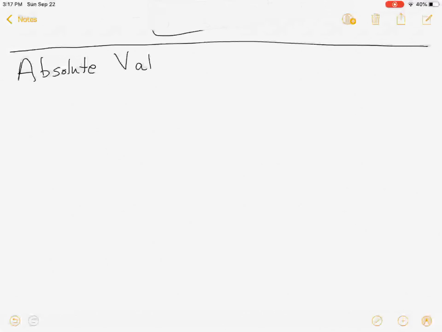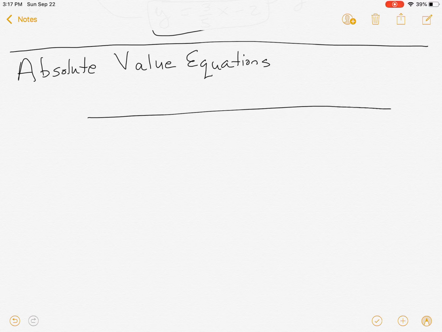Alright, absolute value equations. The first thing I want to talk to you about is the definition of absolute value. The definition that y'all have probably always been told is that it always makes a number positive. But why does it make a number positive? Let's look at a number line.